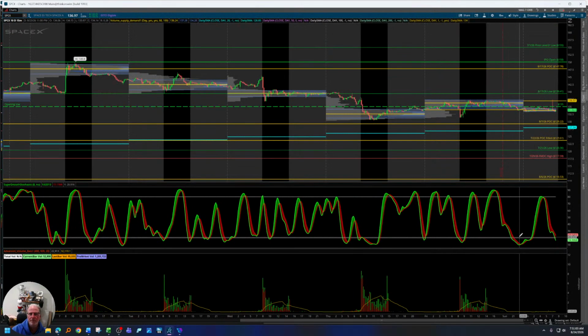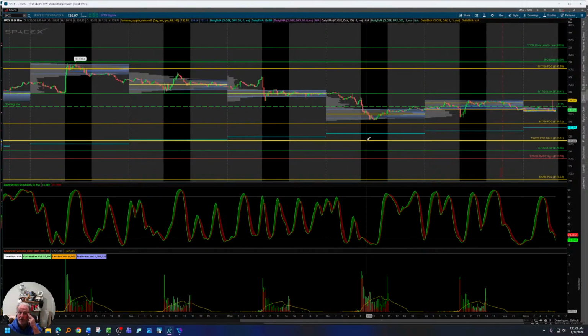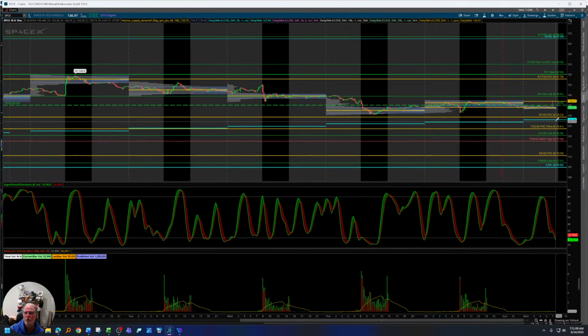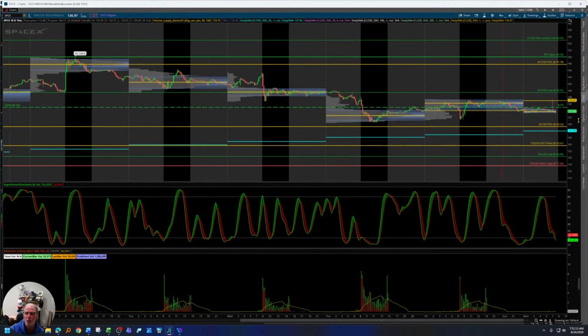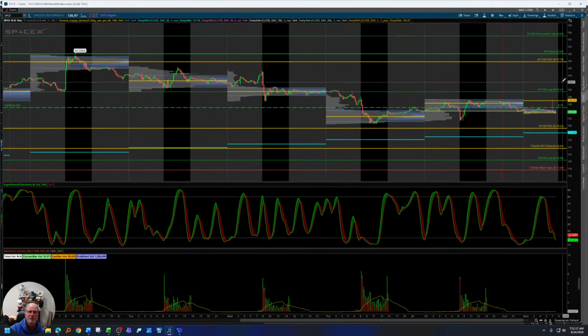SpaceX, same thing, consolidating right now. Have some open point of controls below us. We have one at 129.22. We've got one at 110.53. I don't have anything else below us on the point of control side. We have a bunch above us on the upside.